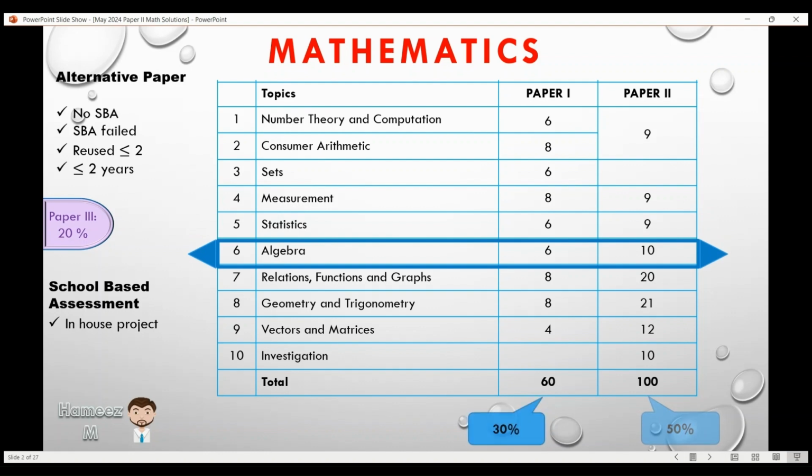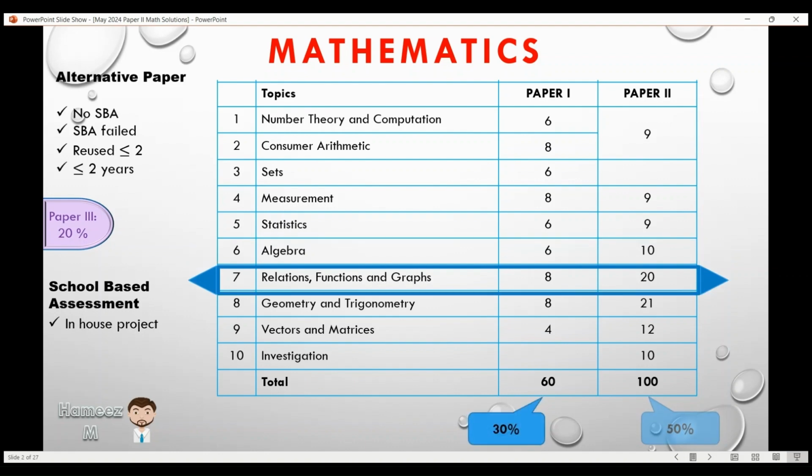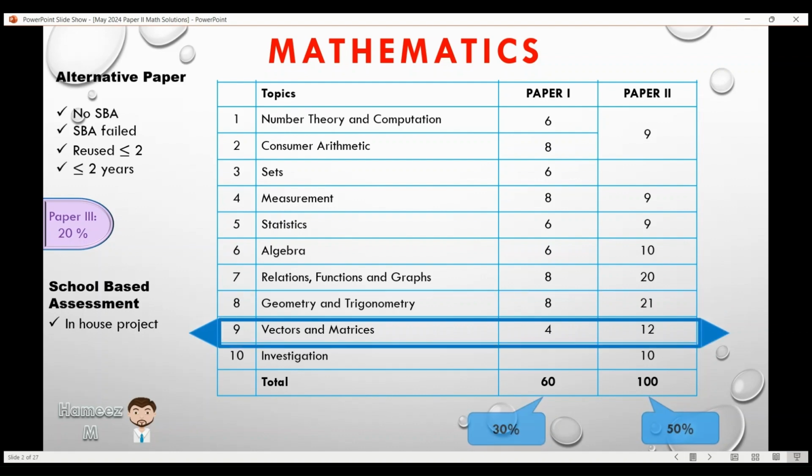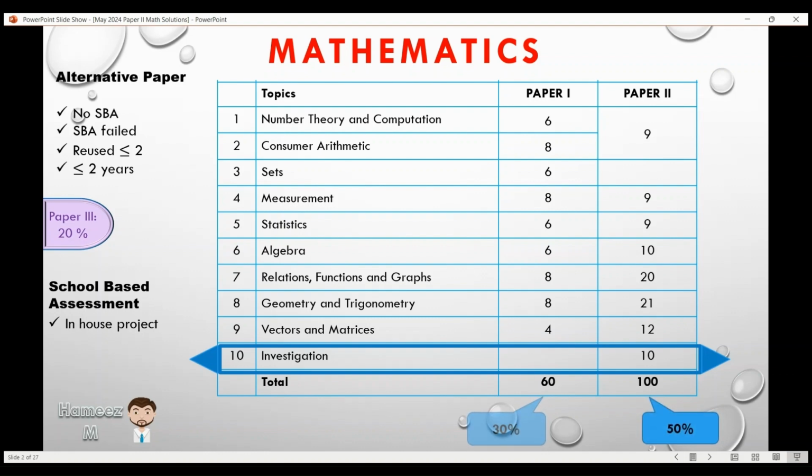The topic of algebra is assessed for 10 marks in paper 2. The topics of relations, functions, and graphs come across 2 different questions for a total of 20 marks. It's similar for geometry and trigonometry, with 21 marks across 2 questions. And we have our final question on the paper, vectors and matrices, with 12 marks, and an investigation question, which can be a combination of any of the other 9 topics. And that gives us our 100 marks in this paper.